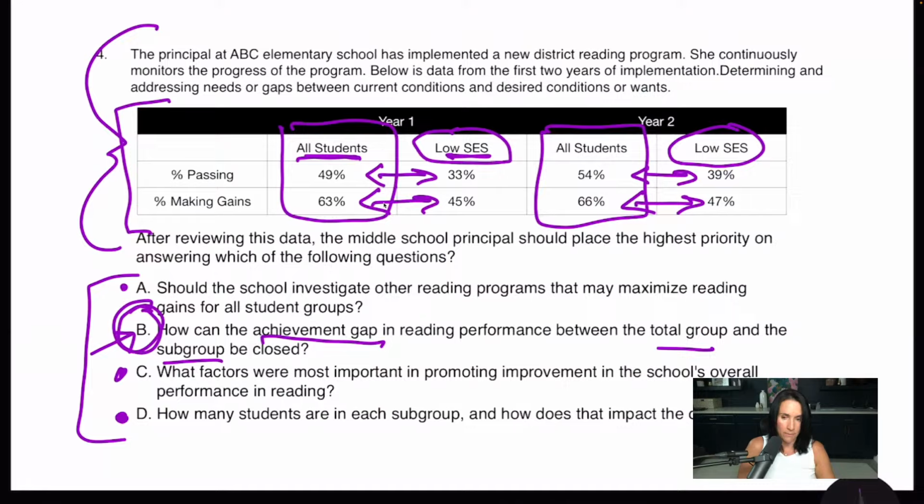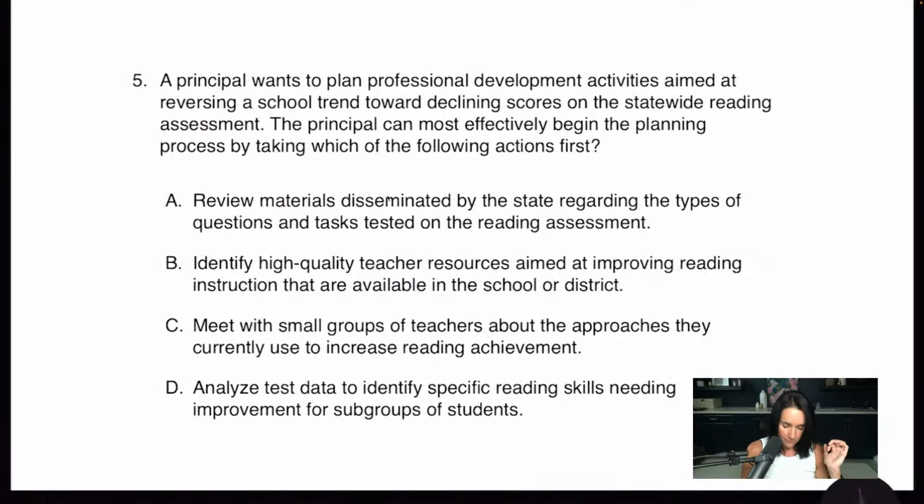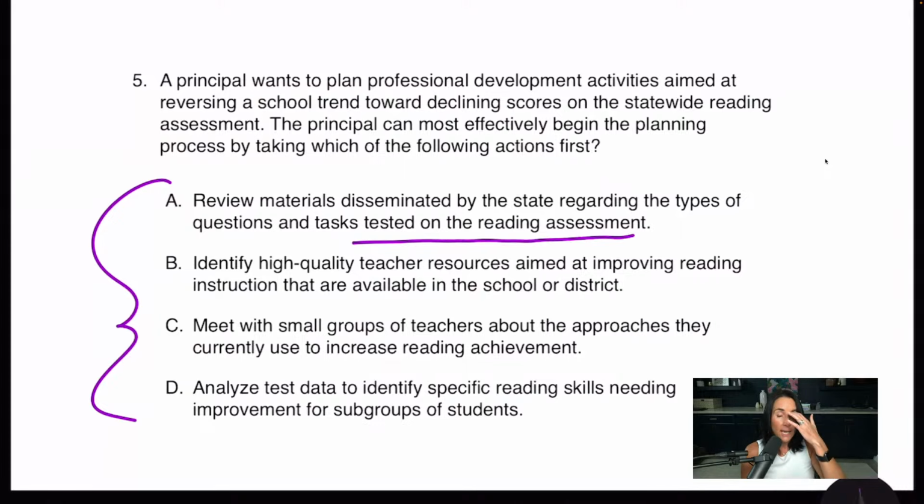Okay. All right. Let me go to number 5. Okay. It looks like we're still good. Okay. Number 5, looking at the answer choices here. Review materials disseminated by the state regarding the types of questions and tasks tested on the reading assessment. All right, now we want to be in the data mindset, but typically answer choices that talk about specific assessments, like kind of gearing kids towards test prep, are bad answer choices, typically. So I'm not going to choose A here.